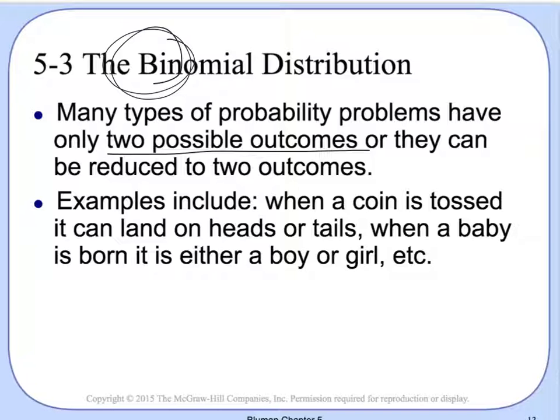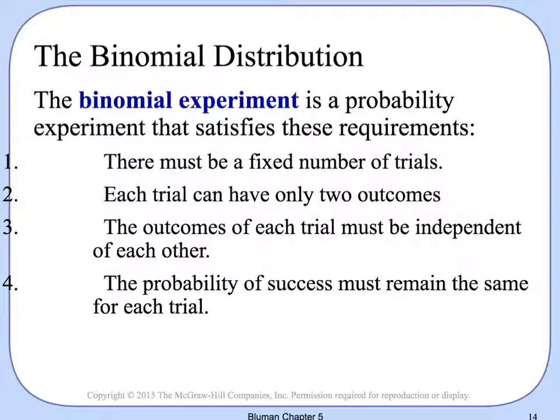That last one that we just did, either you win or you lose, right? They didn't have equal probabilities. It wasn't a 50-50 chance, but you either won or you lost, right? So a lot of probability problems can be reduced down to two outcomes.